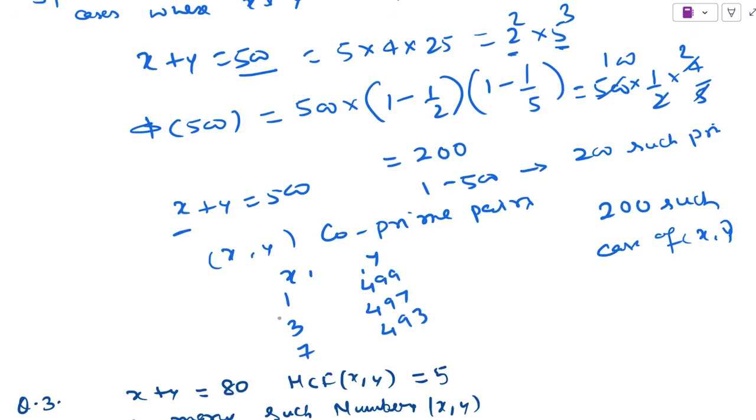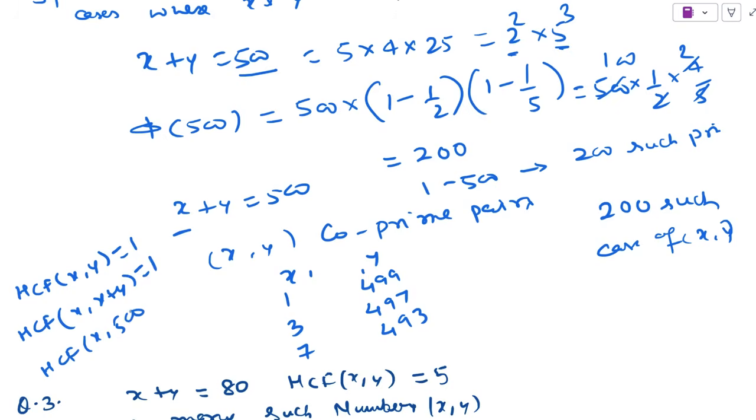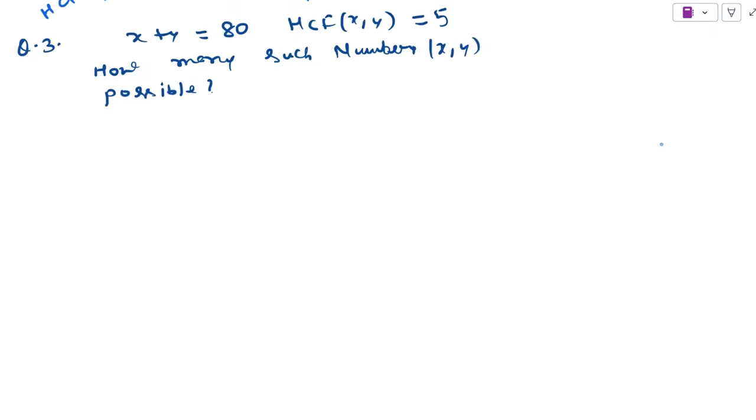So if your HCF of x and y has to be 1, HCF of x and x plus y, which is given as 500, also needs to be 1. And that's why we are using the totient function to find out such cases, right? HCF of x with 500 has to be 1, and those cases are being found out with what? With the totient function. Here what we are doing is finding those cases with the help of the totient function. And 200 such cases are possible. Okay, so 200 is the answer here.